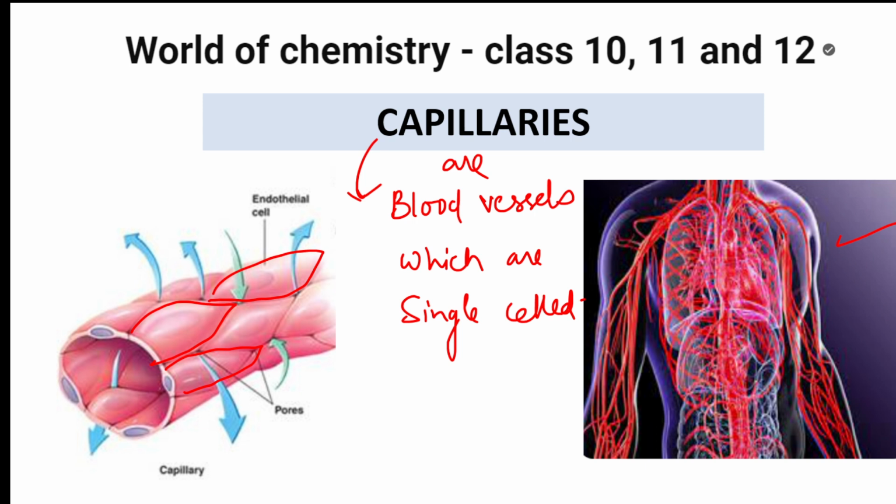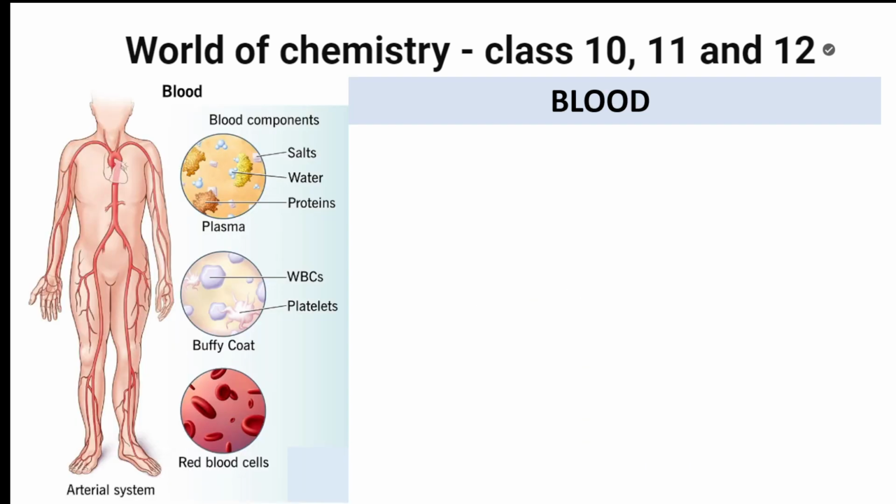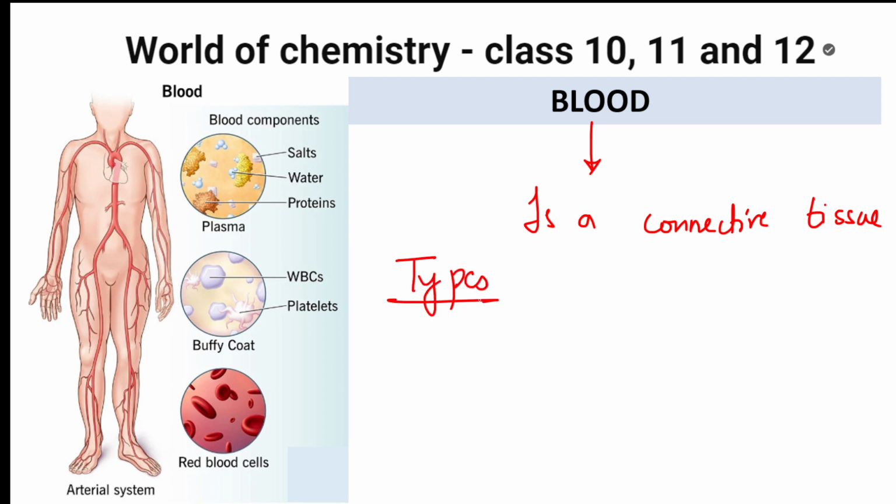Yes. So now, inside the capillaries, what is present? Blood. Correct? So if they ask you to define blood, blood is a connective tissue. Blood contains three types of particles. First is red blood cells, RBCs. Next is white blood cells, WBCs.